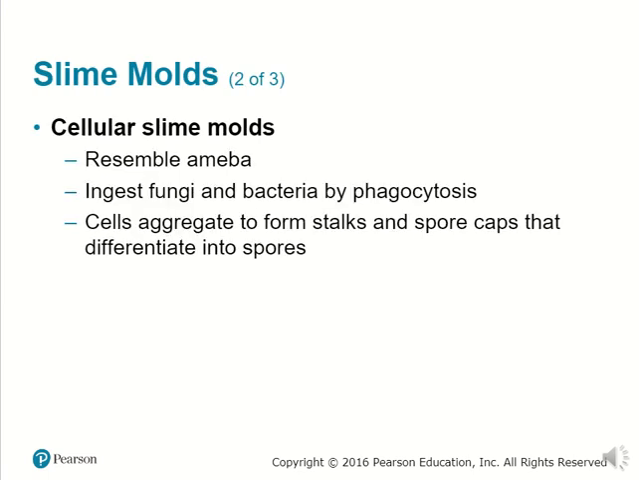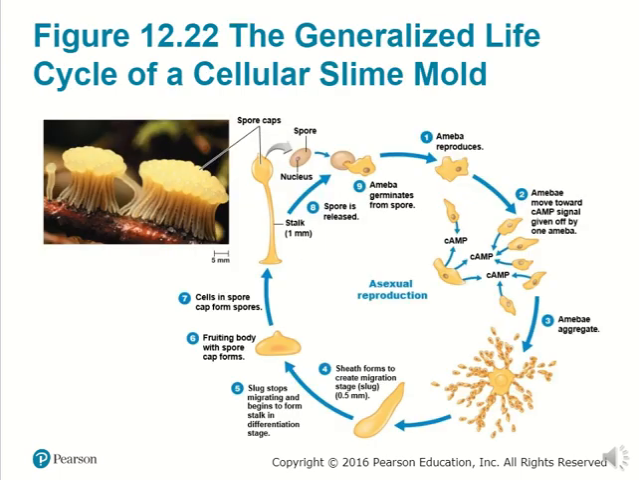Now getting into slime molds. There are cellular slime molds, which resemble amoebae. They ingest fungi and bacteria by phagocytosis, by the engulfment of that material into the cell. Cells will aggregate to form stalks and spore caps that differentiate into spores.